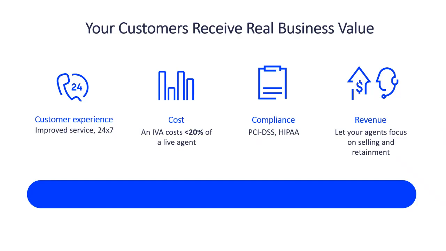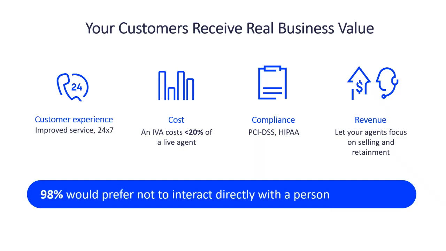Costs are reduced when implementing an IVA, as on average an IVA costs less than 20% that of a live agent, which we'll explain a little bit later on in the presentation in terms of that realized value. A Five9 IVA will also provide compliancy for PCI, the data security standard for credit card transactions, and it's also HIPAA compliant. Around the item of increased revenue, an IVA is able to answer repetitive questions and provide information easily via back-end integration, which frees up live agents so that they can focus on selling and customer retainment.